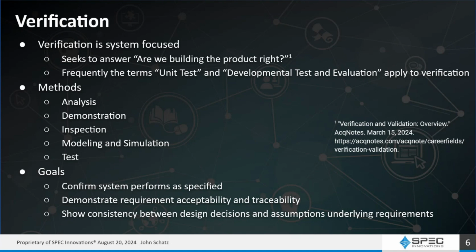So there's going to be 5 methods of verification: analysis, demonstration, inspection, modeling and simulation, and test. That Innoslate represents those 5 methods. You may have 4. Some organizations will take modeling and simulation and they will put it under analysis. So depending on where you're at and how you do business, you may have 4 methods instead of 5.